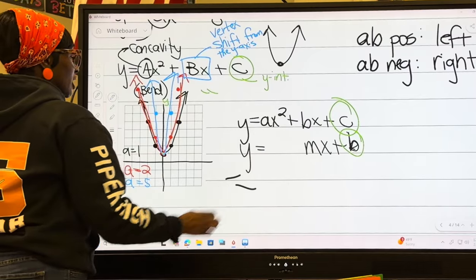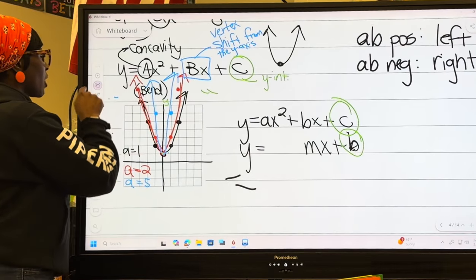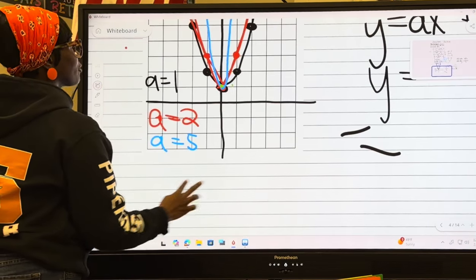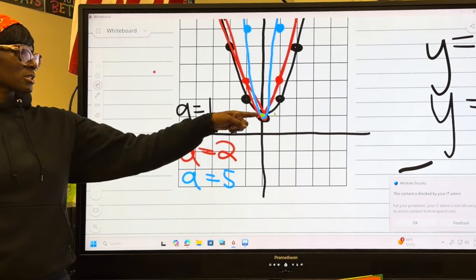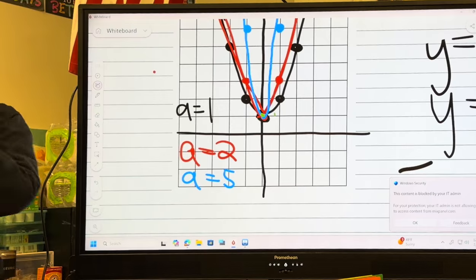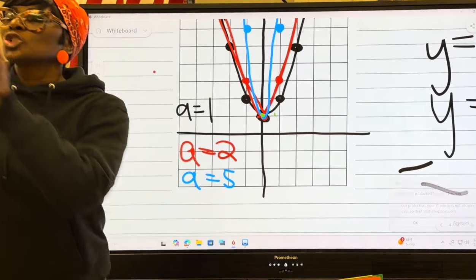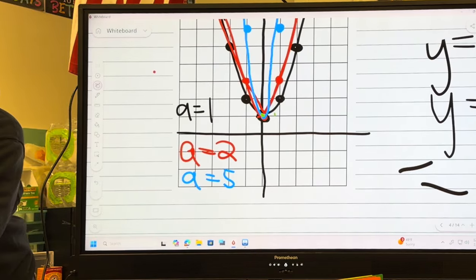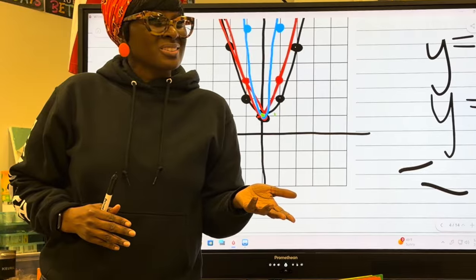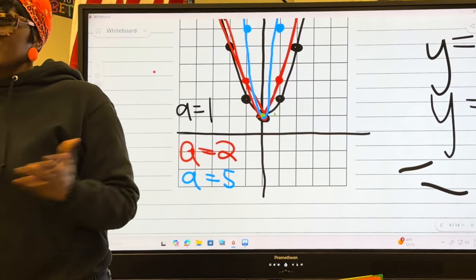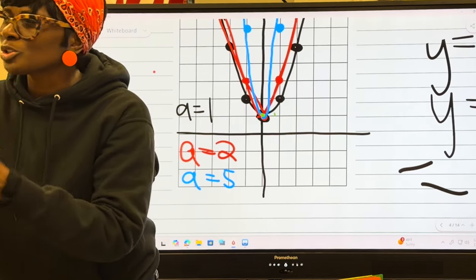Here's my question. This vertex, where is it? Is it to the left or is it to the right? Did it shift to the left or right? So guess what the B would be? 0. Because is 0 positive? Is 0 negative? 0 is not positive or negative. So that means there was no shift.